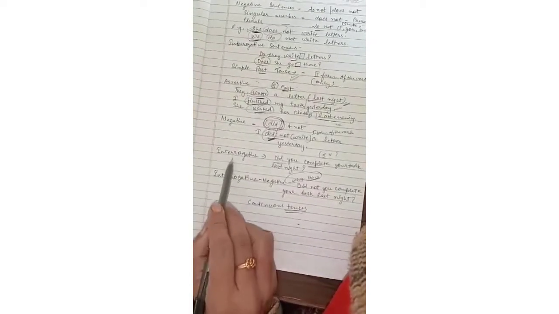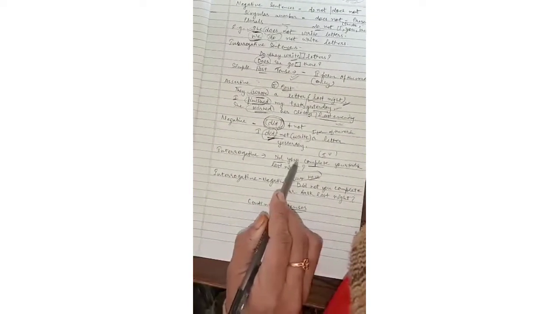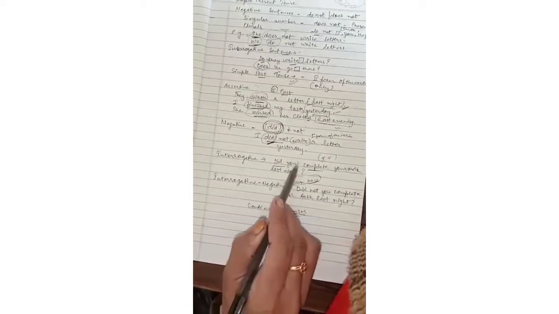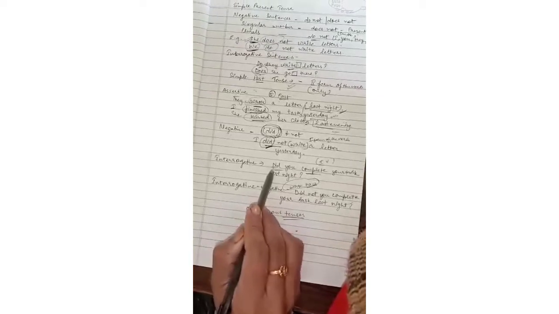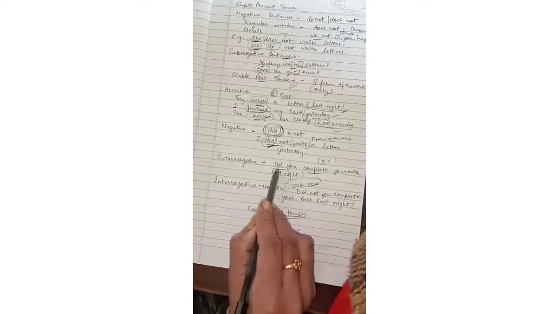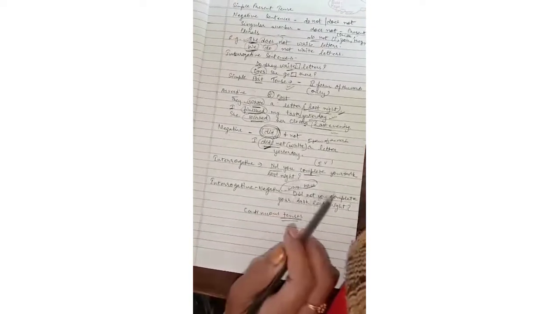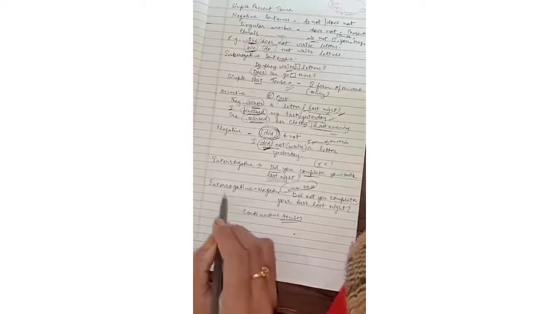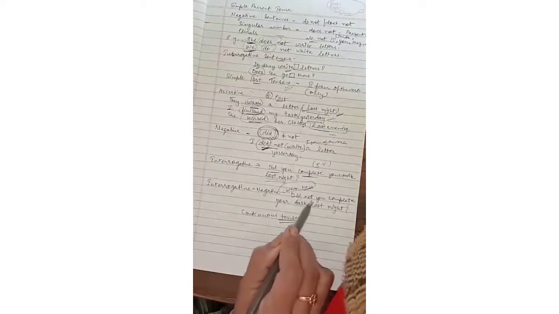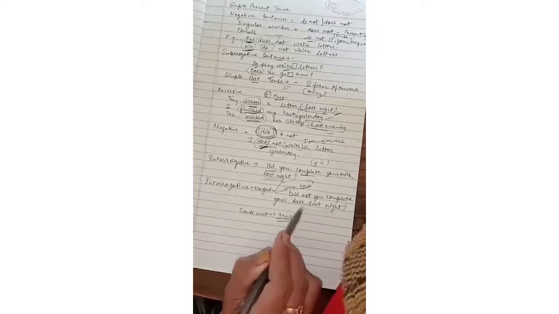Now, how to convert them into interrogative sentences? For interrogative sentences, the same procedure will be going on. Did will be here as it is the helping verb of simple past tense. So, did you complete your task last night? Question mark. Last night is the time period I have given you. Then interrogative negative sentences. Did not you complete your task last night?